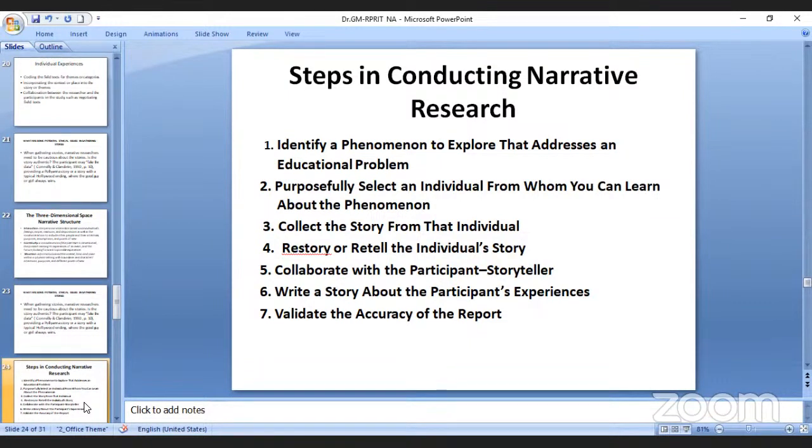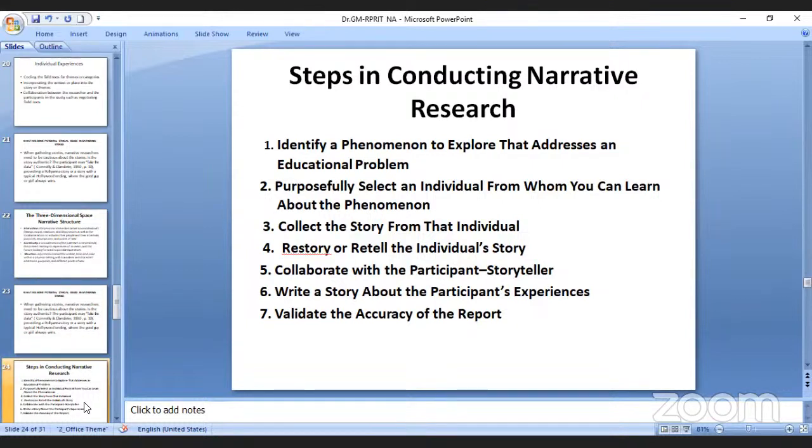Then someone always disturbs the class. Then somebody always gets low marks in all exams, from unit tests to quarterly and half-yearly exams. So these are some of the educational problems. So you have to identify a phenomenon to explore that addresses an educational problem. So you have to identify the problem.